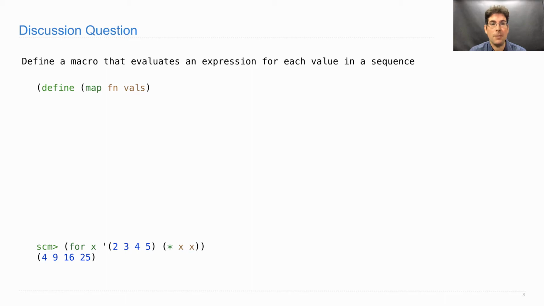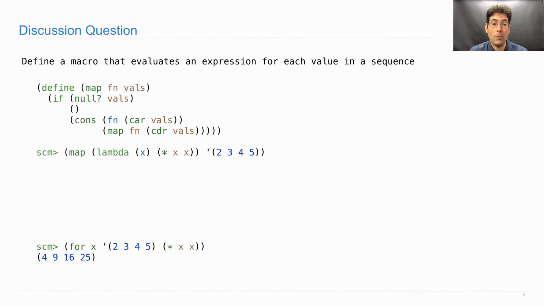First, we define what it means to map a function over values. If values is null, there's nothing in the mapped list. Otherwise, we cons applying fun to the car of vals to whatever we get when we map that function over the cdr of vals. And in this case, we would be able to produce something like the for statement just using map, but it requires a little bit more work. I have to say map, and then I have to give a lambda expression in order to capture this body, and then I have to say what I want to apply it to.